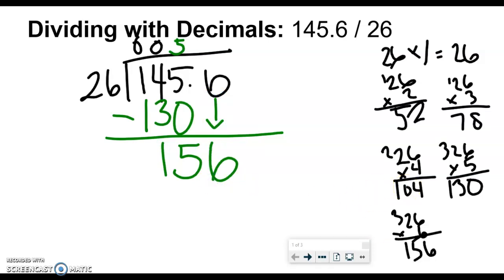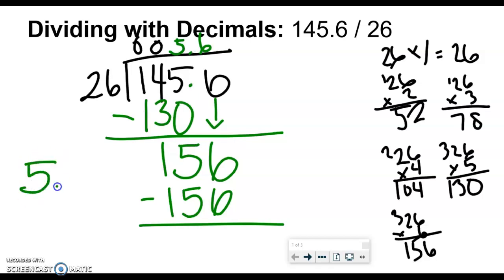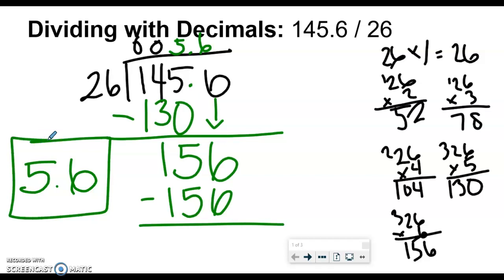Okay, again, I already did the hard work. I already know that 26 goes into 156 exactly 6 times. And I have nothing left over. My last step is to lift up this decimal point out of the house. So my quotient is 5.6. Okay. All right, we're going to try another one.